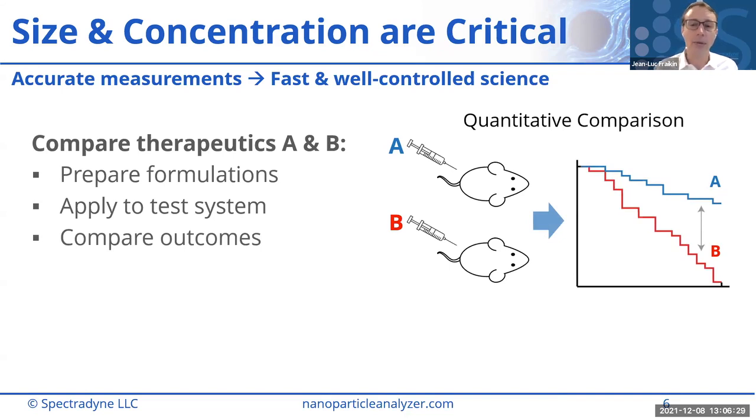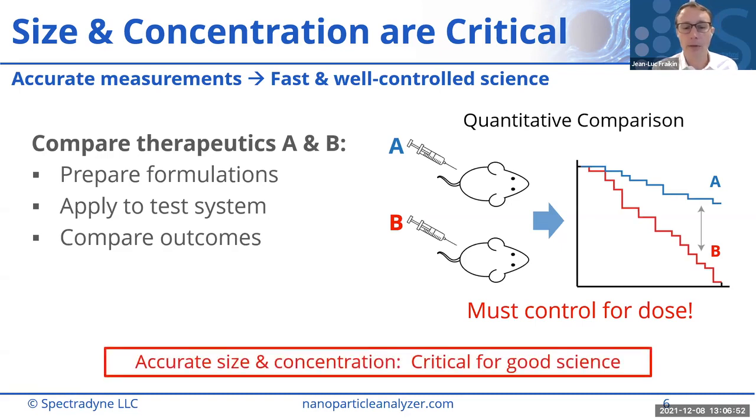And I don't think there's anybody on the call here today that would let themselves do this experiment without first controlling for the dose of the formulation, A or B, that's being delivered, right? And given the technology to do so, this is a critical part of running a well-controlled experiment and learning effectively at each iteration of the development process. So the accurate size and concentration measurements of LNP formulations is really a critical step for good science.